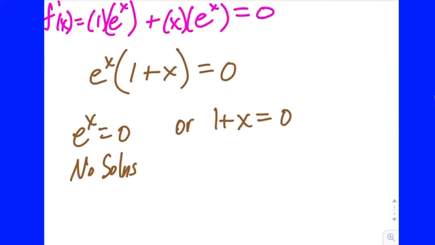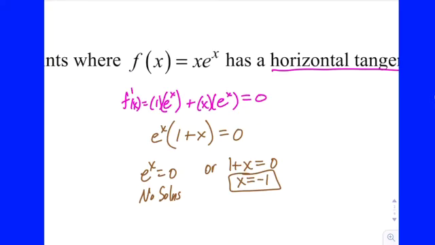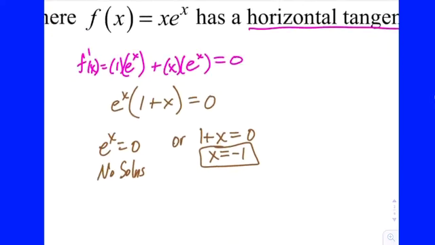That's fine. So now this one's linear. 1 plus x equals 0 and x equals negative 1. So that must be my only solution. That's where the function has a horizontal tangent at x equals negative 1.